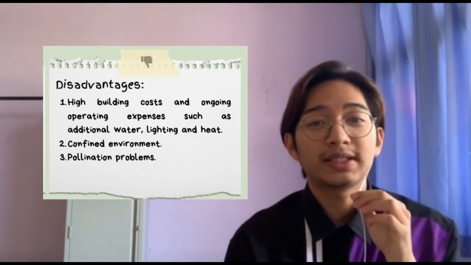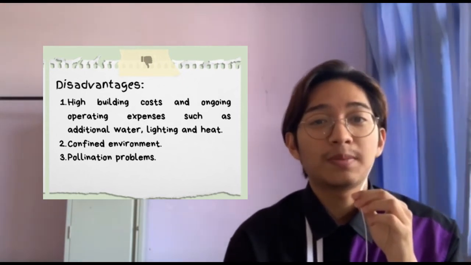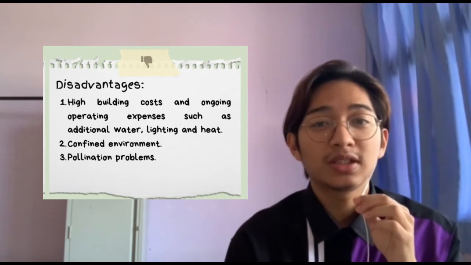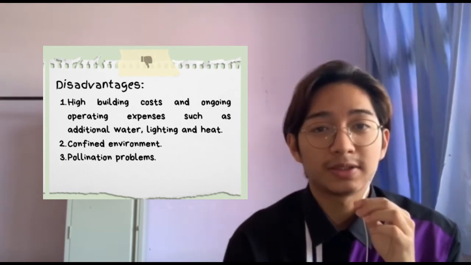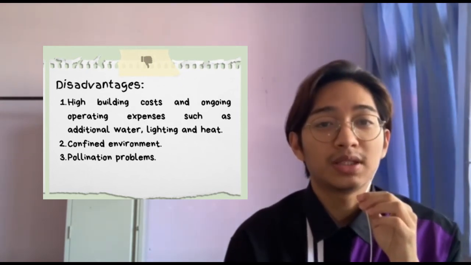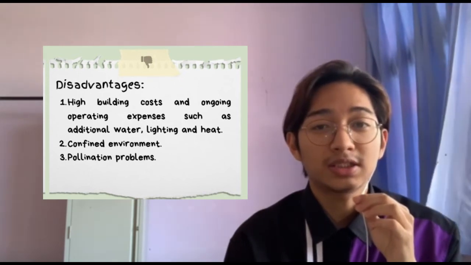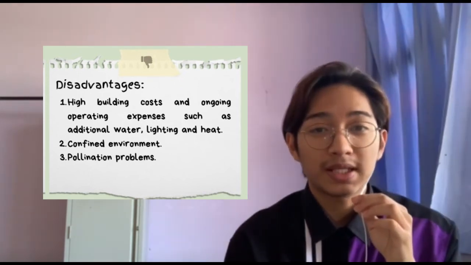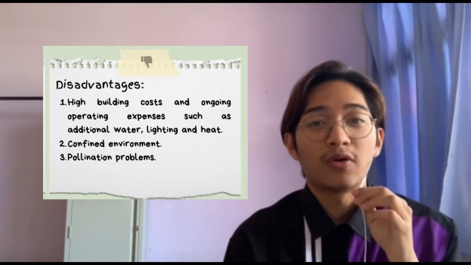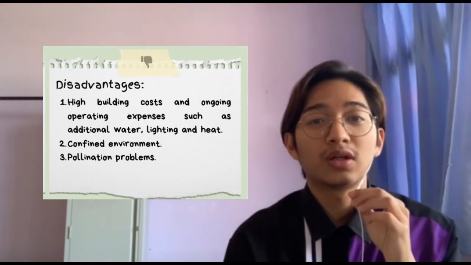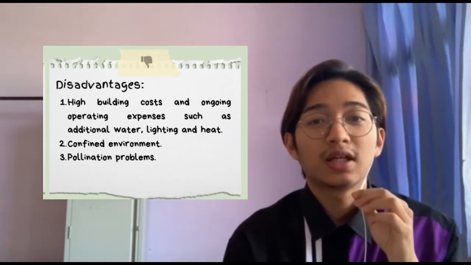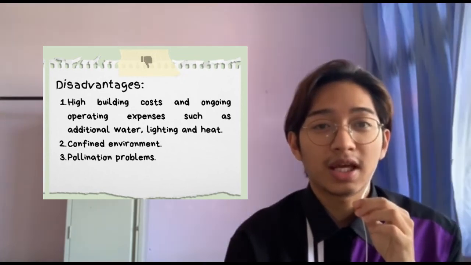And the last one is that most vegetable plants will require pollination for vegetable production, which can be a problem in sheltered agriculture. We may need to pollinate mechanically or find ways to introduce pollinating insects into sheltered agriculture areas.